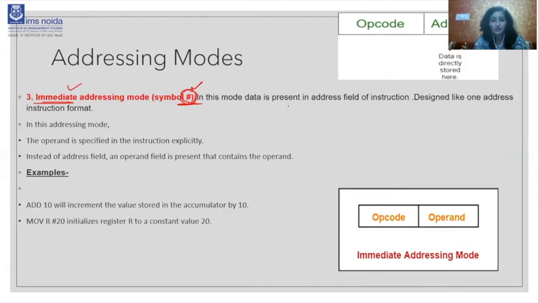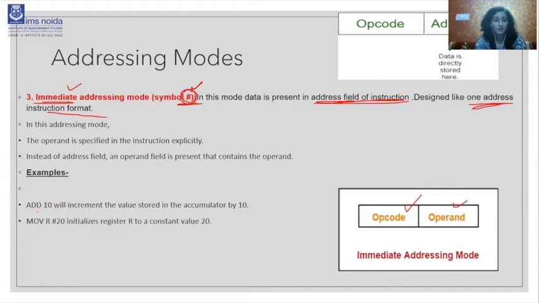In this mode, the data is present in the address field of the instruction, right? Suppose this is an instruction, so this is the operand part and this is the opcode part. We know the opcode part consists of different types of operations: plus, minus, multiplication, division, and the operand consists of the address of the operand. So the one-address instruction format is an example of immediate addressing mode.